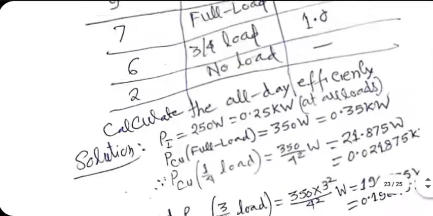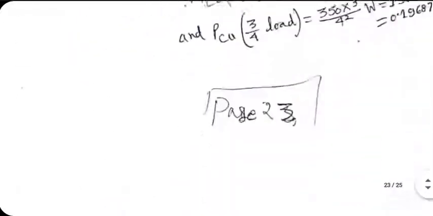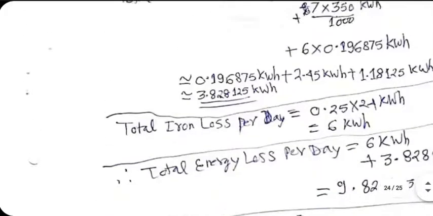Total iron loss is simple, 0.25 kilowatt multiplied by 24 hours. Iron loss was given as 250 watt, right? So 0.25 kilowatt multiplied by 24 because iron loss doesn't change with load. More or less, it is the same value. So total iron loss in this 24-hour period is 6 kilowatt hour of energy.